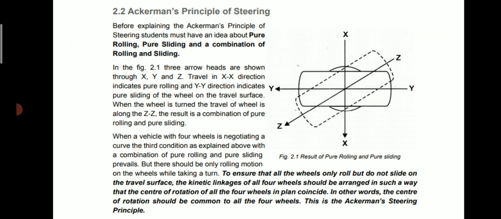When a four-wheel vehicle is negotiating a curve, the third condition as explained above, that is ZZ, with a combination of pure rolling and pure sliding, prevails. But there should be only rolling motion on the wheels while taking a turn. To ensure that all the wheels only roll but do not slide on the travel surface, the kinematic linkages of all four wheels should be arranged in such a way that the centers of rotation of all four wheels in plan coincide. In other words, the center of rotation should be common to all four wheels. This is Ackermann's steering principle.